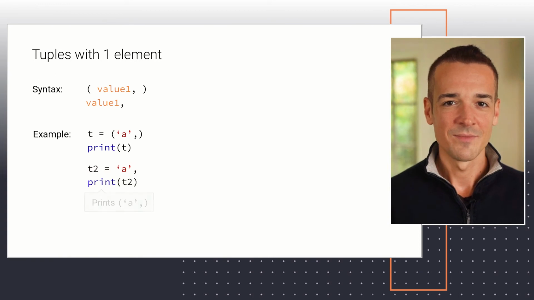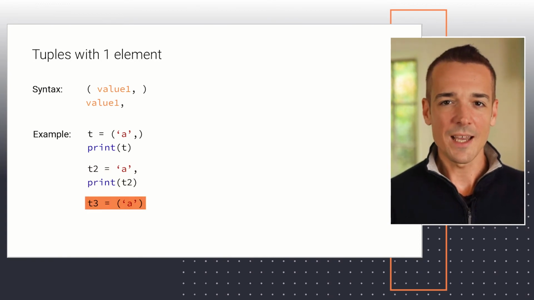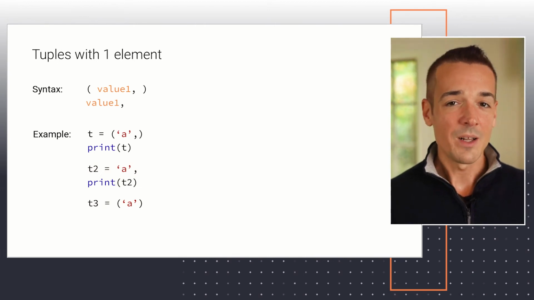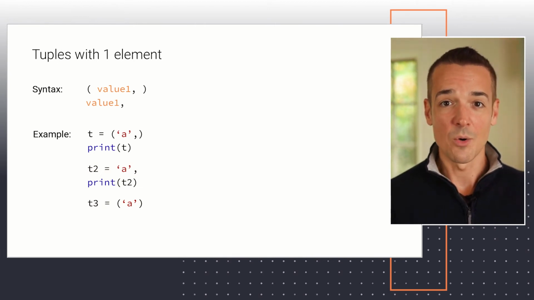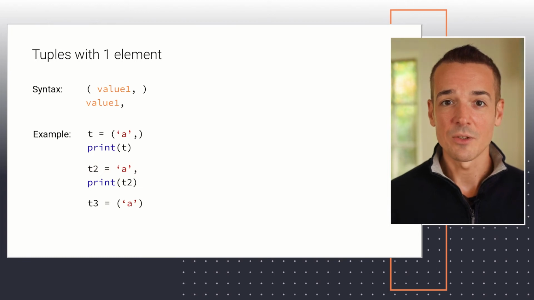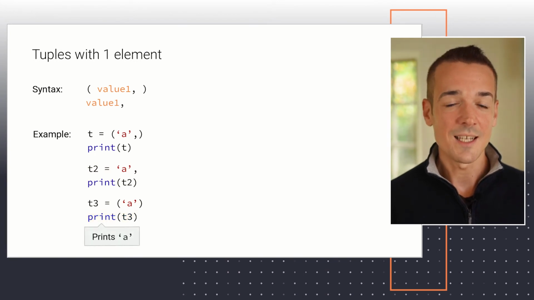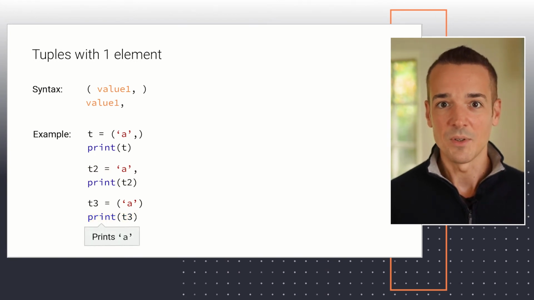parentheses. Now, what would happen if you forget to include that comma, as shown in this definition of t3? Well, in that case, Python would simply ignore the parentheses and interpret the string to be a standalone value, as opposed to an element in a tuple. This print statement reveals that t3 is actually not a tuple, but just string a.